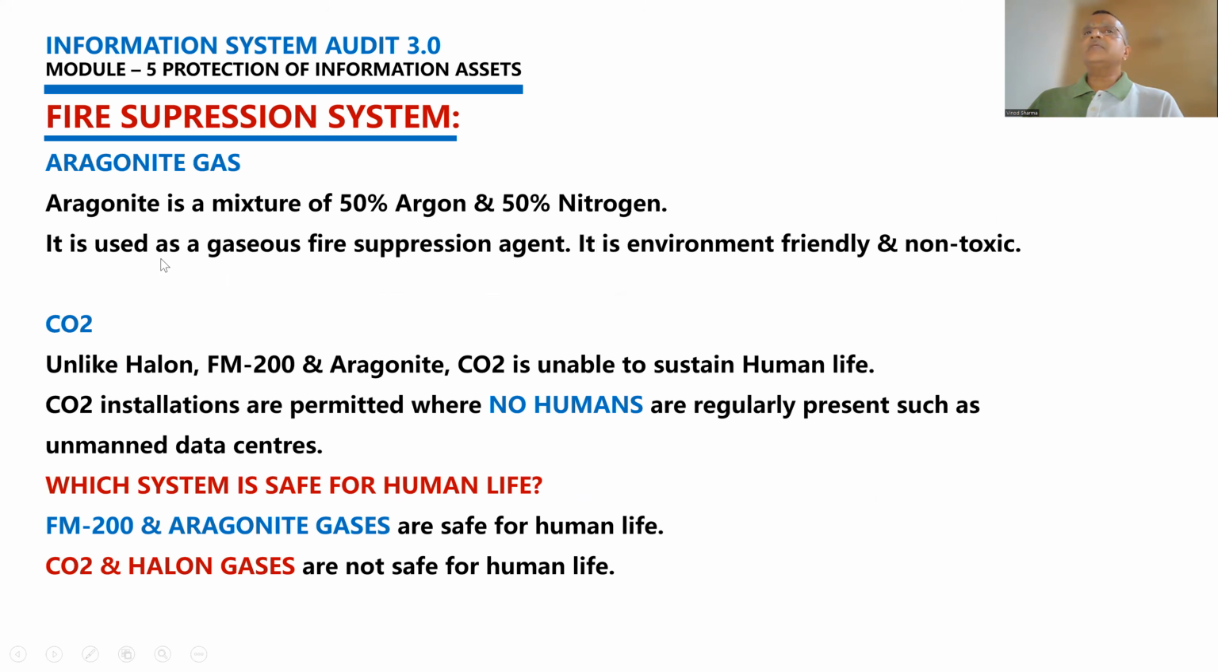Now, aragonite gas is a mixture of 50% argon and 50% nitrogen. It is used as a gaseous fire suppression agent. It's environment friendly and non-toxic. CO2, unlike halon, FM200, and aragonite, is unable to sustain human life. So CO2 installations are permitted where no humans are regularly present, such as unmanned data centers, where you have huge machines and servers. So if a question is asked which system is safe for human life, we say that FM200 and aragonite gases are safe for human life, and CO2 and halon gases are not safe for human life.